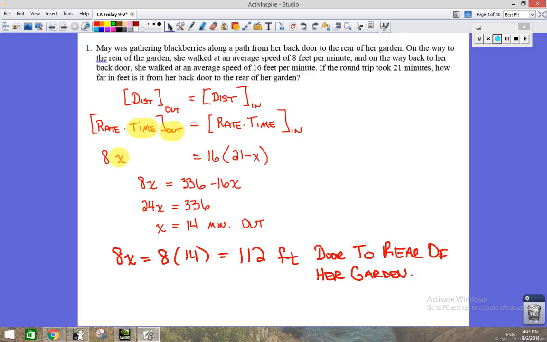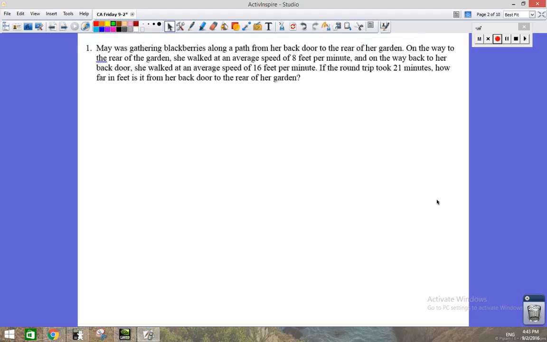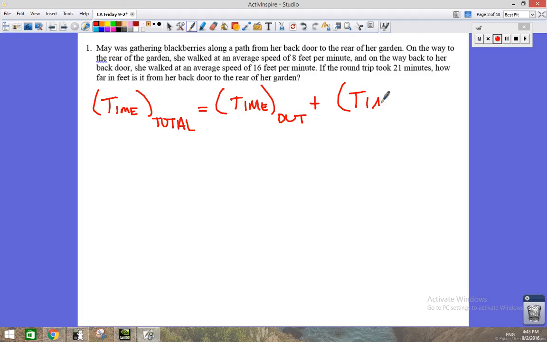And we should get the same answer, just doing it in a different way. From the wording of the problem, with the total time being 21 minutes, we know that the total time is broken down into the time that it takes her to walk out to the rear of the garden plus the time that it takes for her to walk back to the house, back inside the house, so she's going out and then she's turning around and coming back in.